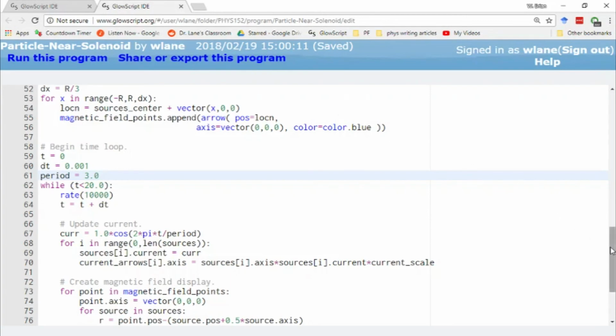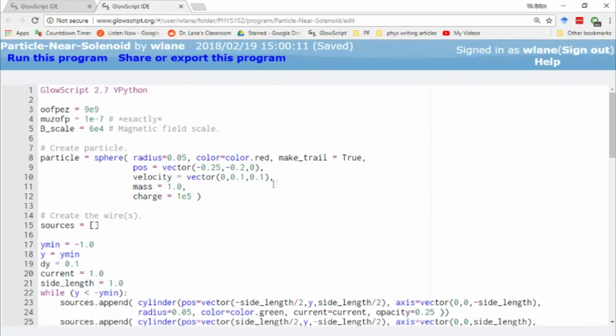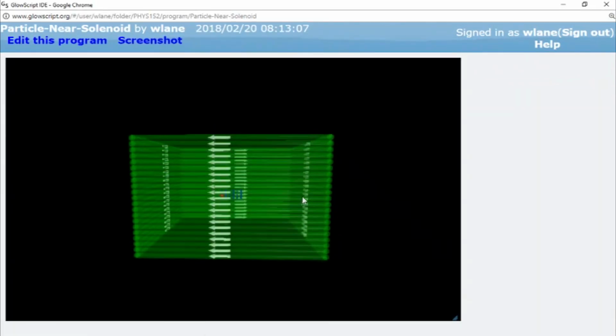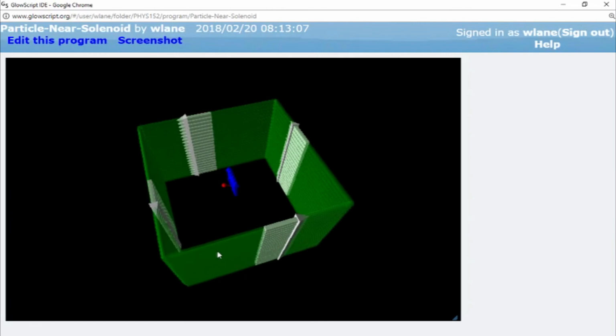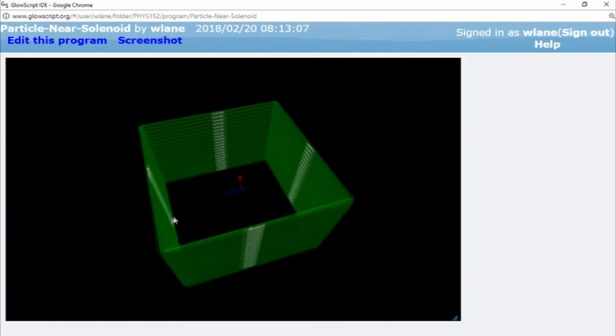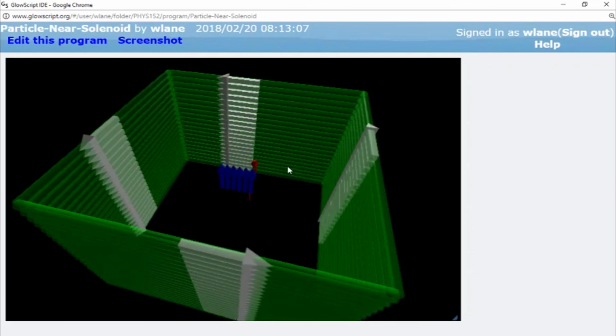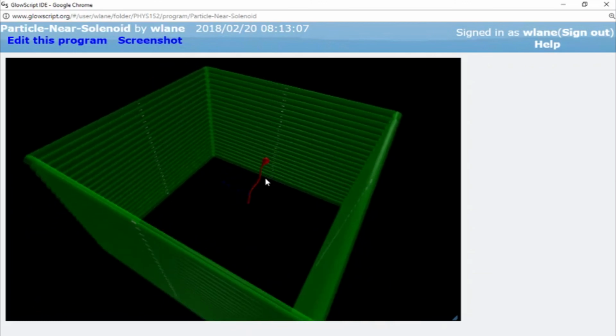All right, I want to try one more thing. I want to get a little more motion out of this particle. So I'm going to increase the size of my solenoid. Let's bump that up to a side length of 3. So here we have a much wider solenoid. So we're going to see the particle oscillate back and forth a few more times before it leaves through the top.